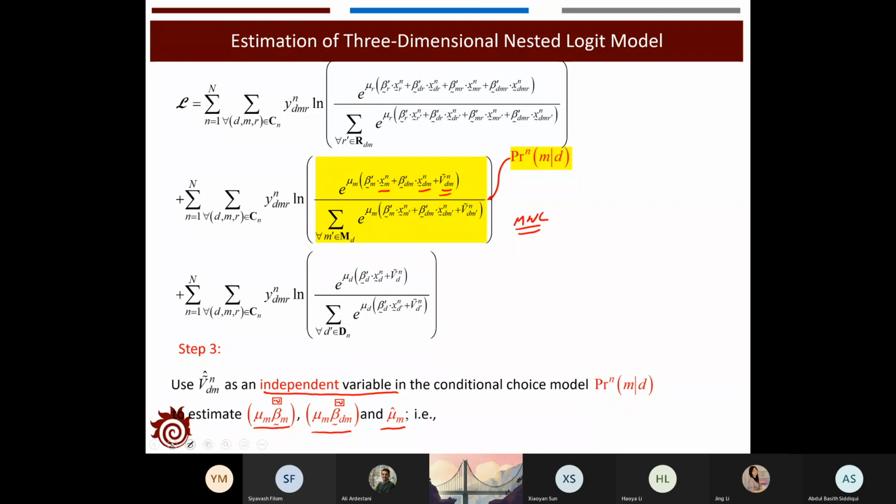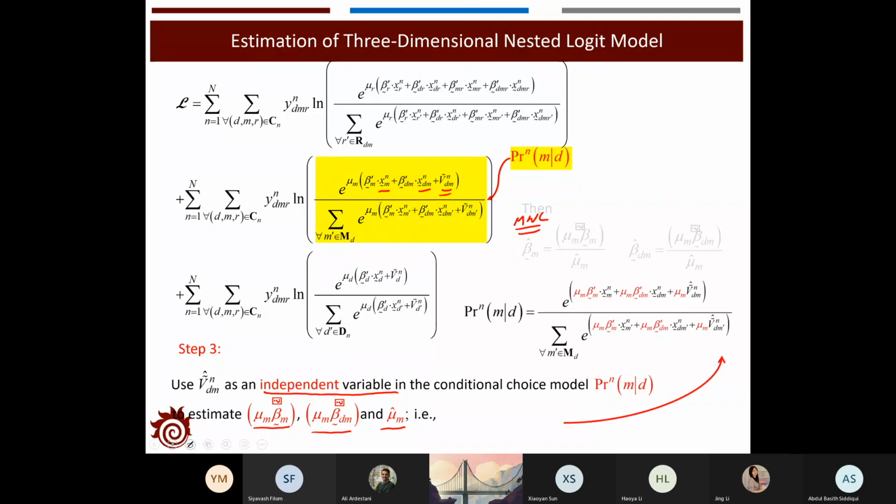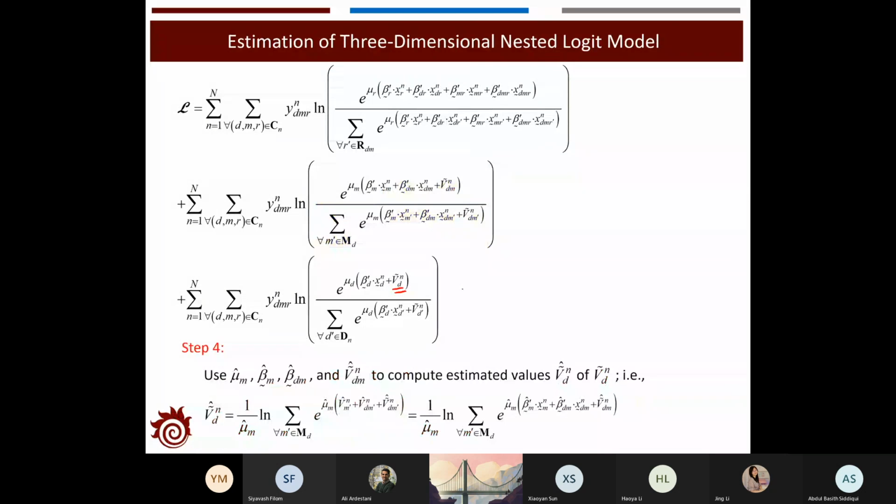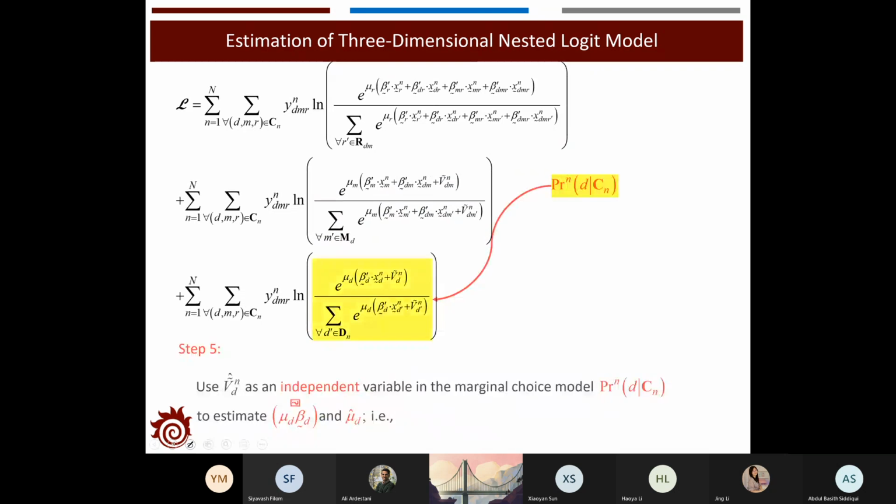And similarly, in the first step, we have to calculate the log sum term for the third component, that is VD tilde. So from step 3, we get the values of mu m, beta m, beta dm, and also the value of VDM tilde hat. Then we can just recall the definition of VD tilde to get the estimated value. And with the estimated value, we can do a similar process to step 3.